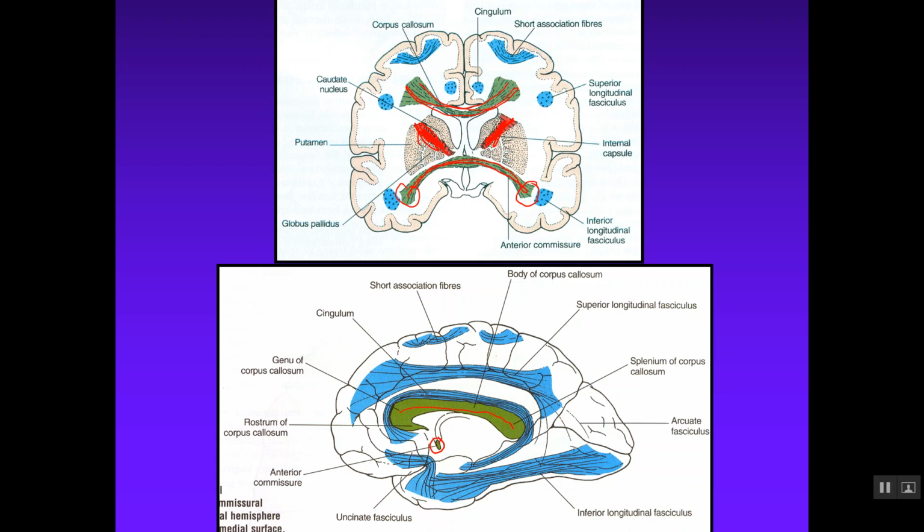But the blues are all association fibers. And we can have both short association fibers and long association fibers. Long association fibers like this one, this is the superior longitudinal fasciculus. Remember, fasciculus is just a bundle or packet of axons. Okay, so this superior longitudinal fasciculus is connecting the frontal lobes with the parietal lobes, getting close to the occipital lobes. And then down here, here's the inferior longitudinal fasciculus, which is connecting various regions within the temporal lobes and getting into the occipital lobe as well.